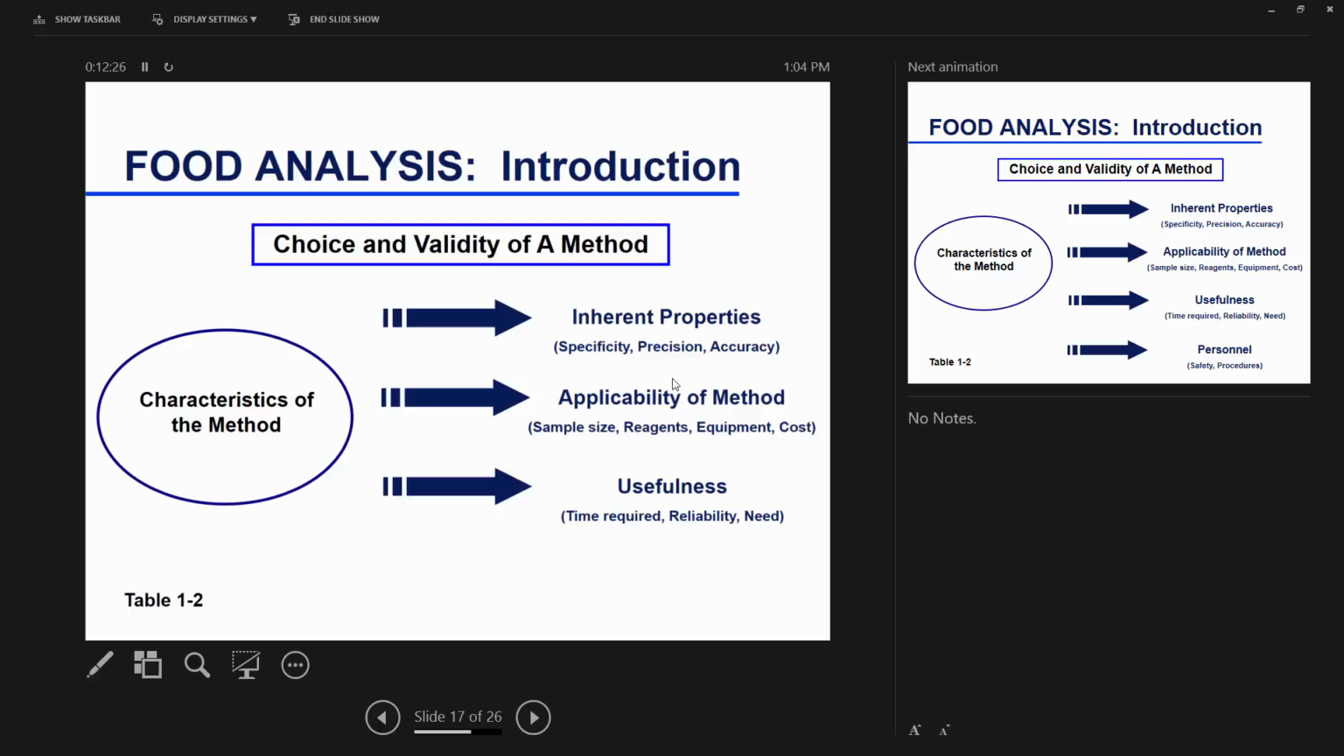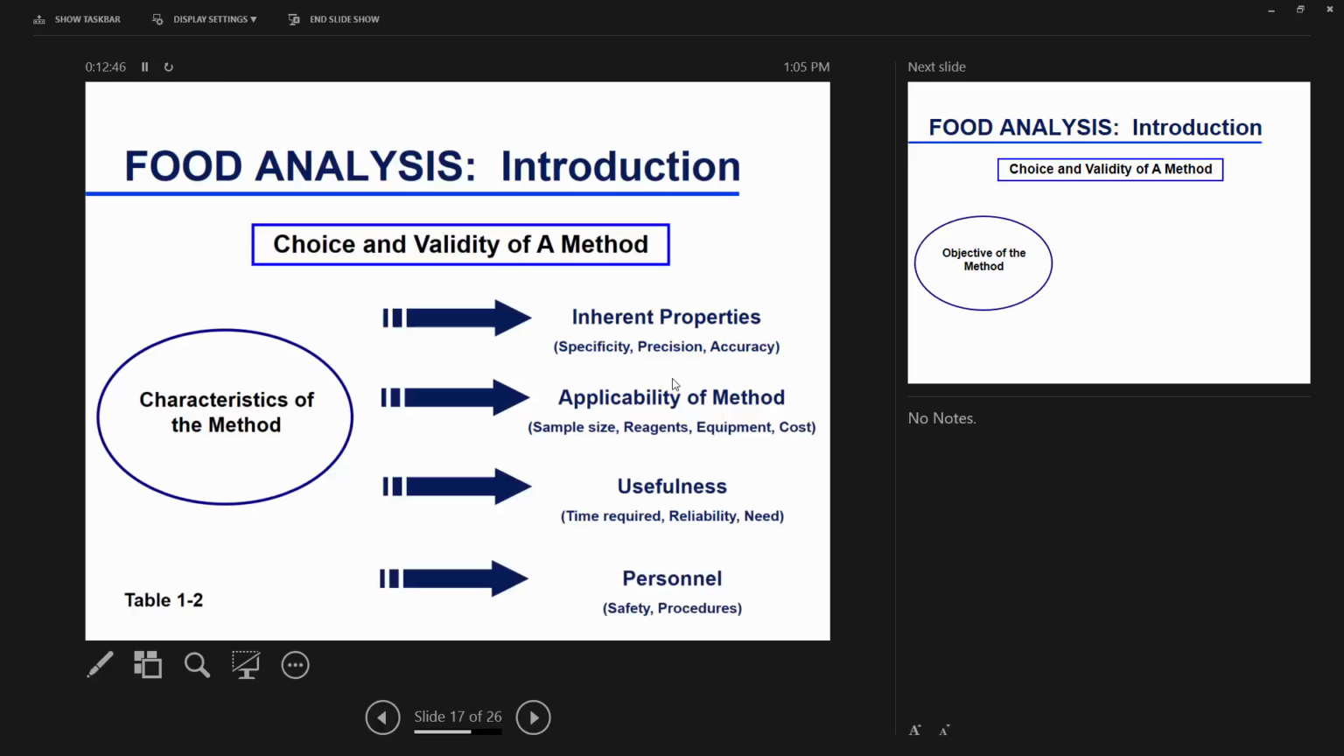Usefulness, is it going to give you results within 1 hour? Is it going to give you results after 24 hours? Do you have the time to do that? Can you choose a method that is quicker? How reliable, how much you can trust the data? And do you really need to analyze this? Do I really need this method? And then do you have the personnel that are experienced? Do you need training in a particular method? Or is it easy and anybody can do it? And how safe it is. For example, Kjeldahl is not really a safe method for determining protein. You have corrosive acid and bases that you use. Do you have the requirement to carry out this method in a safe environment?